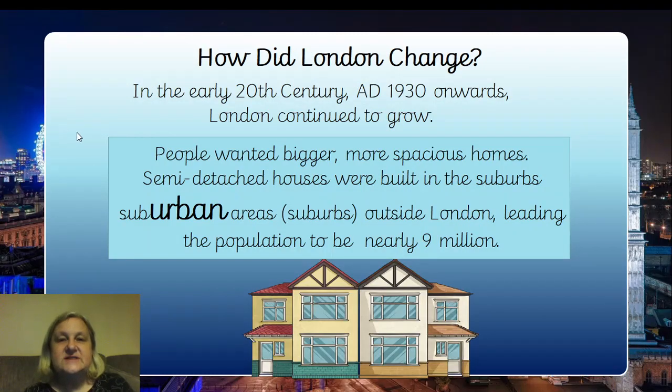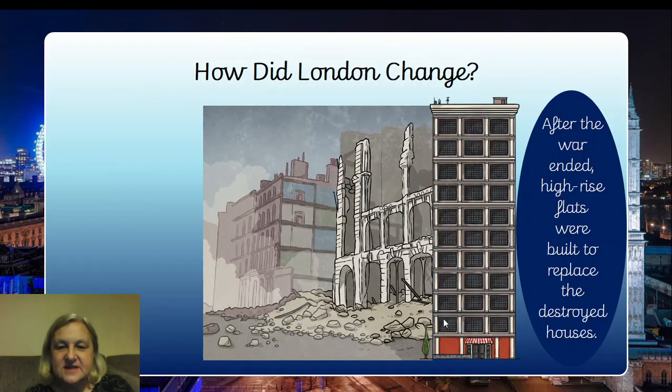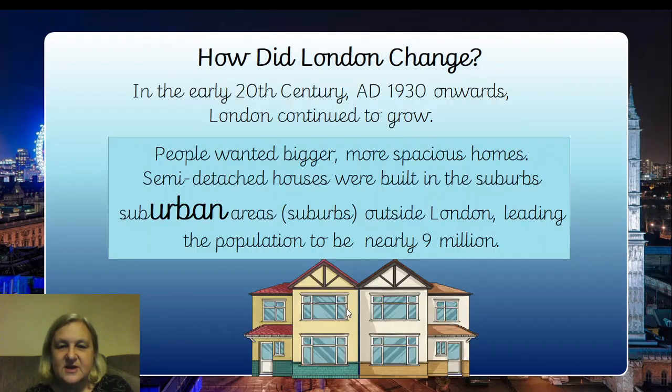So early 20th century, from 1930 onwards, London continues to grow. People wanted bigger, more spacious houses, semi-detached houses, and you can see these here. They split. They're two buildings attached down the middle wall. Okay, so semi means half detached. Detached means separate. So half detached, so that means half together, were built in the suburbs.